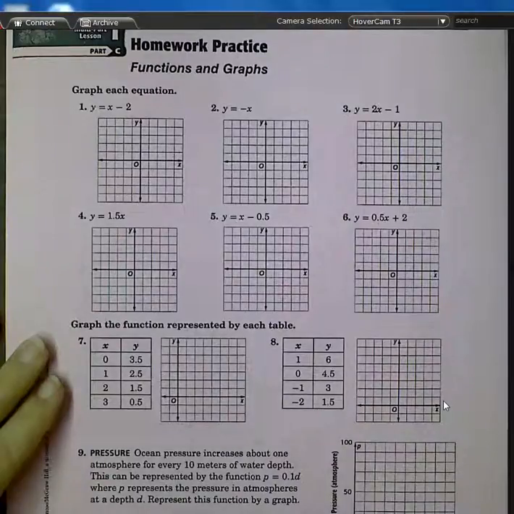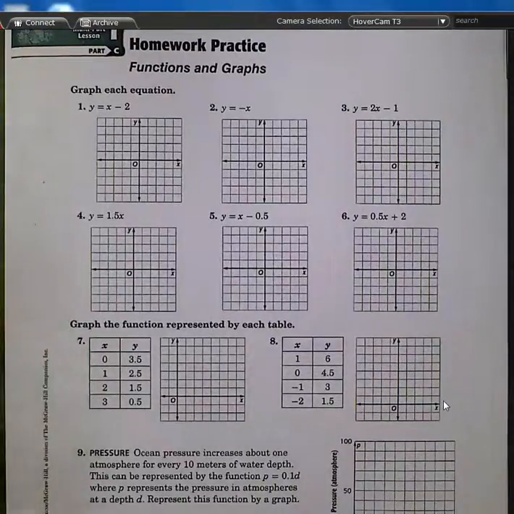We have been talking about functions, when exactly every input has exactly one output, and we're starting to make connections between how those tables and graphs are related. We've done that in the past. What's new in 7th grade is that now we're going to take an equation and make a graph with it.